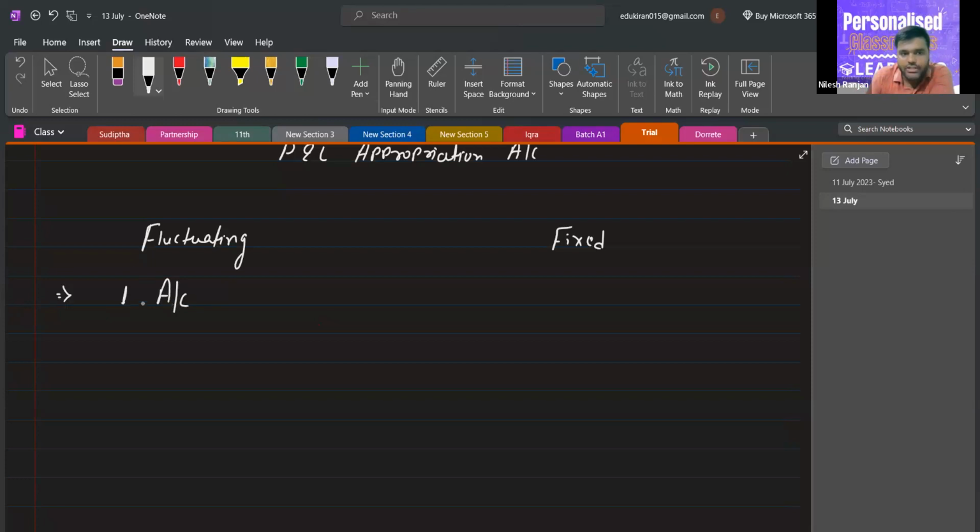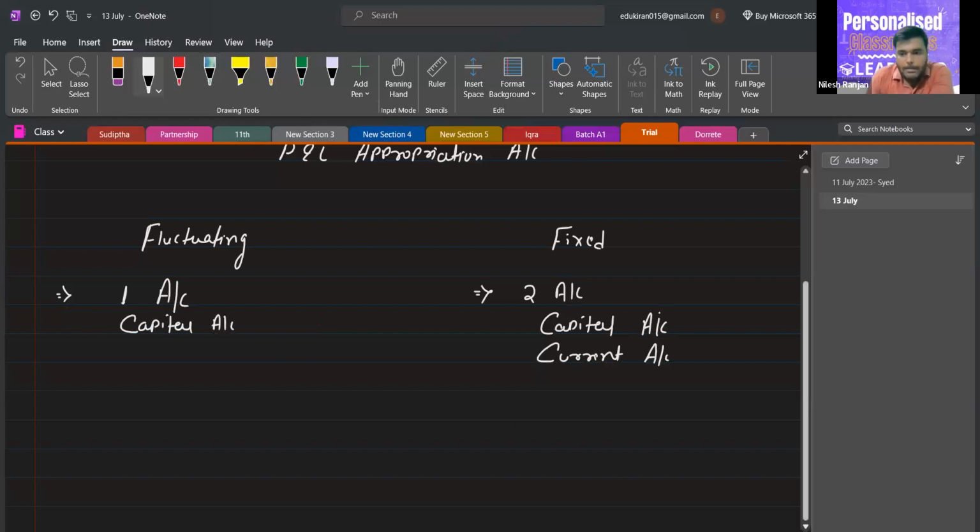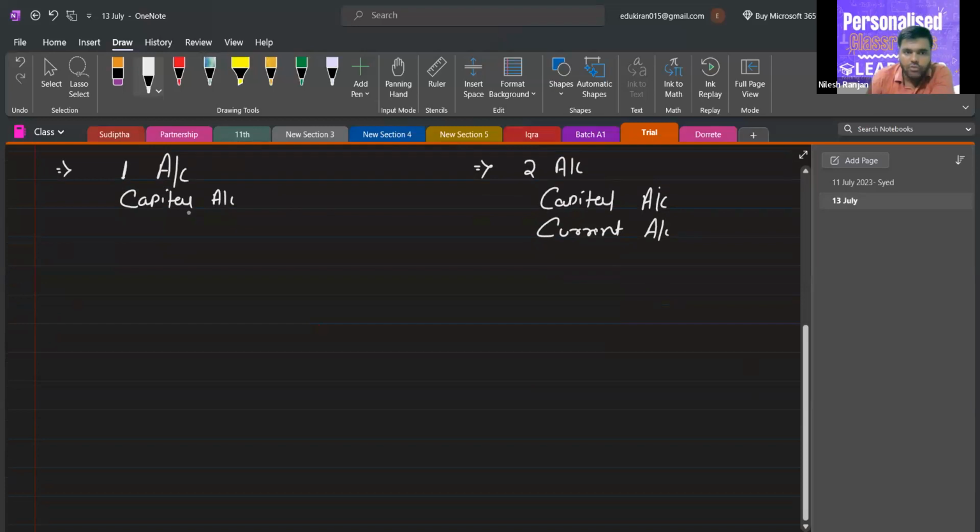and we put all the adjustments in this account. But in fixed capital method, two accounts are prepared. One is called capital account and the second is called current account. And here only capital. Okay, now why two accounts and one account? I told you we put all the adjustments in one account here. So it was created due to the deficiency in the first method. There is some problem with the first method.